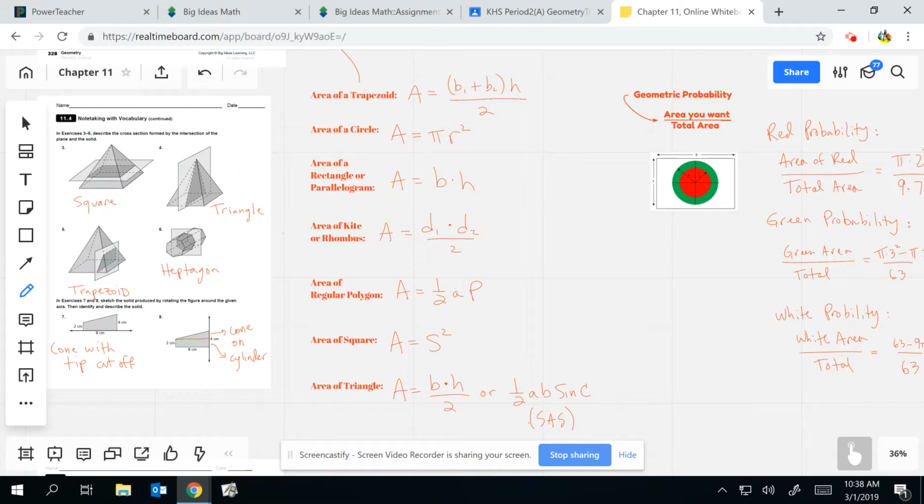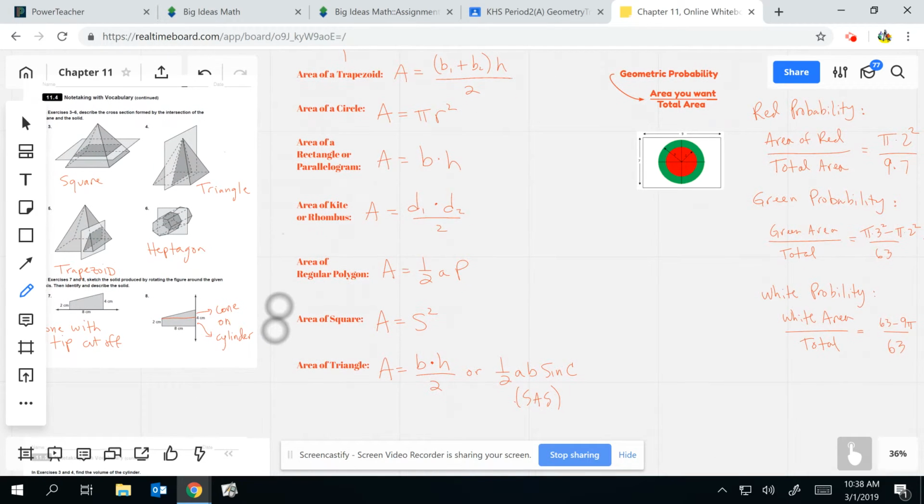We also did the regular polygons yesterday. 1/2 times little a times big P, and we did that today too on those ones we went over. So 1/2 times little a times big P, perimeter. Big P is perimeter. Square, you could also use rectangle, base times height, or you could just do side squared if it's a square.